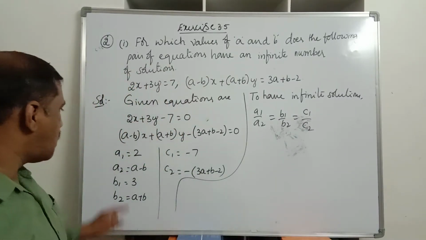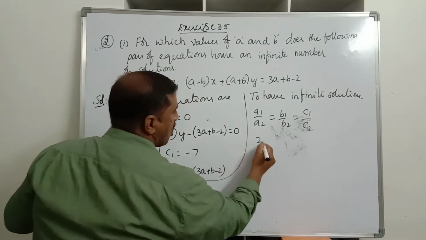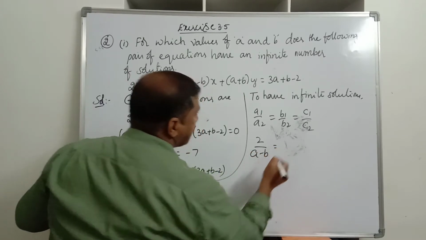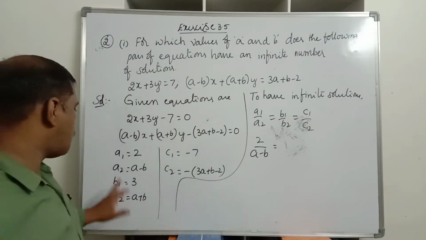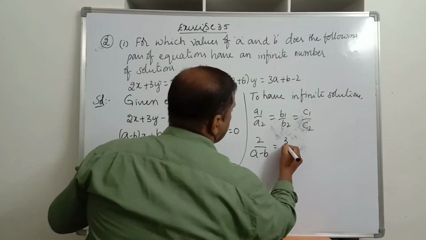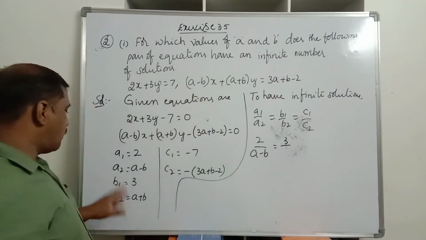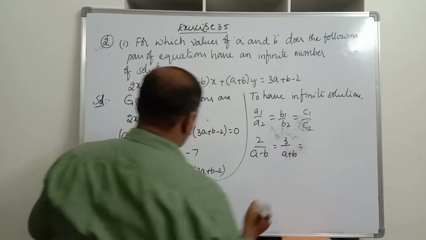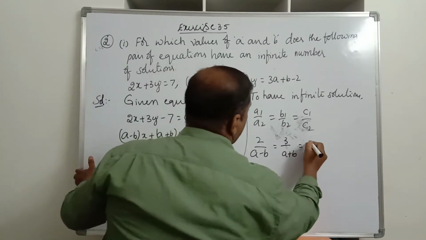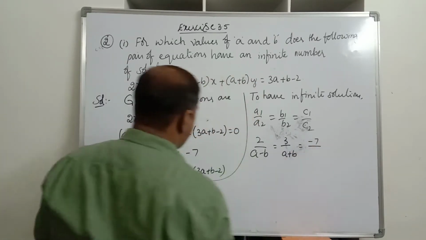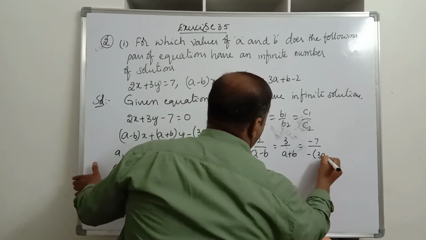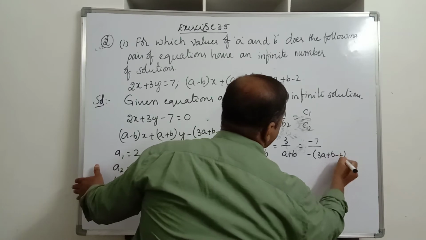Now substitute a1 is equal to 2 divided by a2 is equal to a minus b, that is equal to b1 is equal to 3 divided by b2 is equal to a plus b, that is equal to c1 is equal to minus 7 divided by c2 is equal to minus of 3a plus b minus 2.